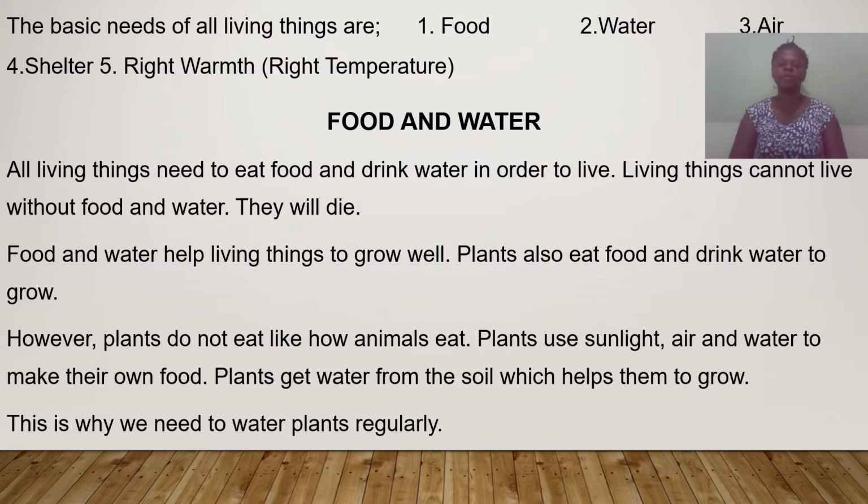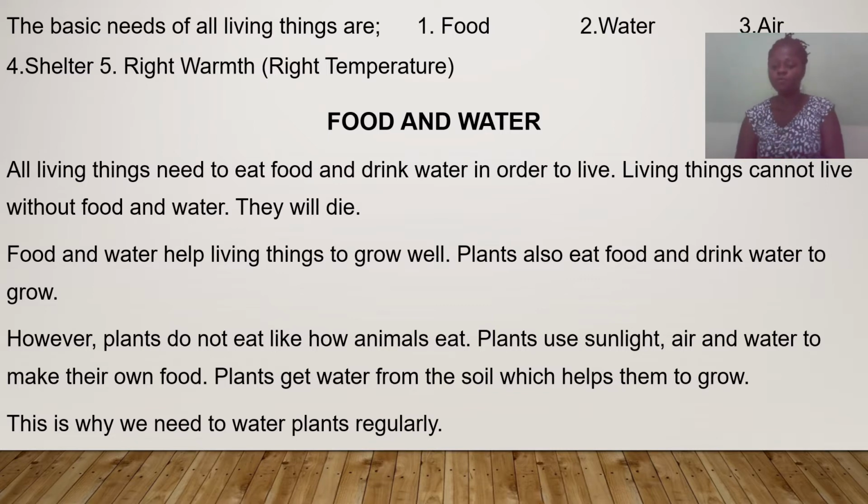All right. So, food and water is the first we're going to talk about. All living things need food, and they also need water. This is to help living things live. Living things cannot live without food or water. They will die. So food and water help living things to grow well.